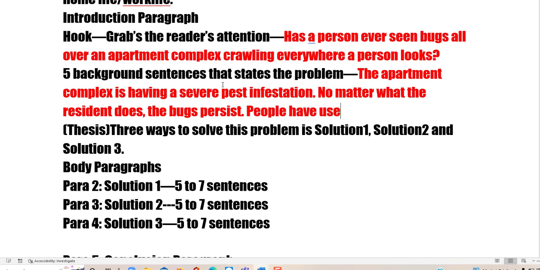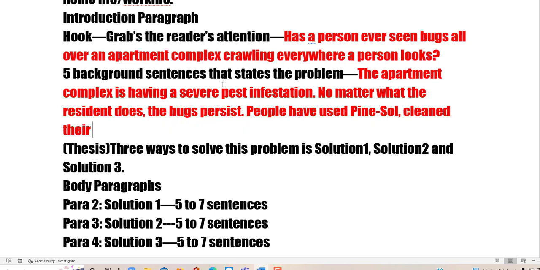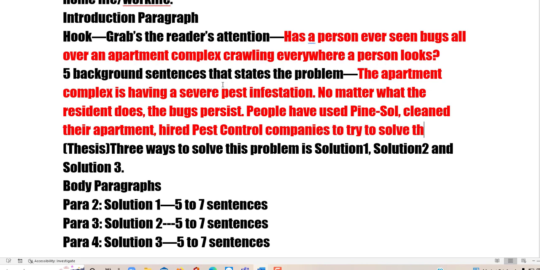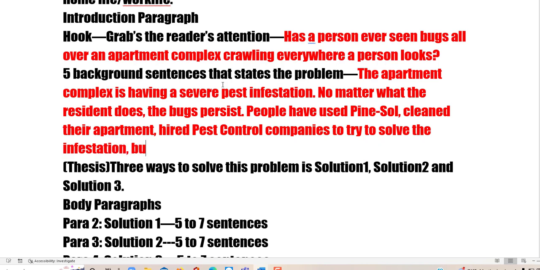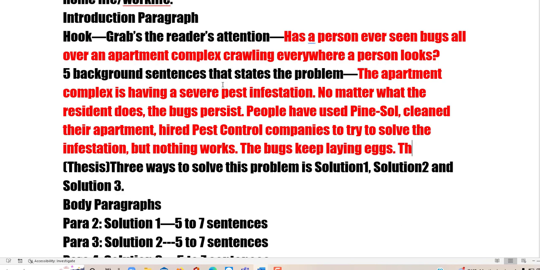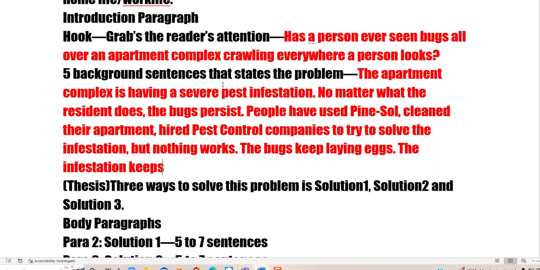People have used Pine Sol, cleaned their apartment, hired pest control companies to try to solve the infestation, but nothing works. Bugs keep laying eggs. The infestation keeps getting worse. So you talk about the problem in 5 sentences.